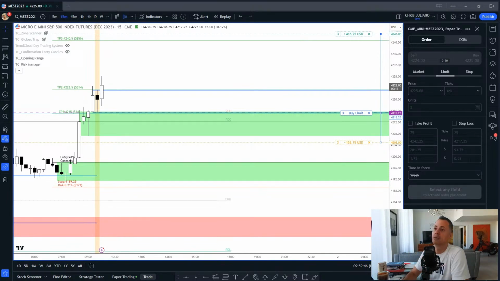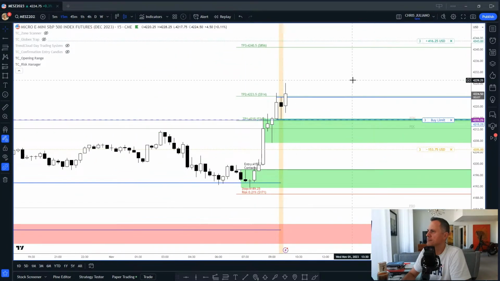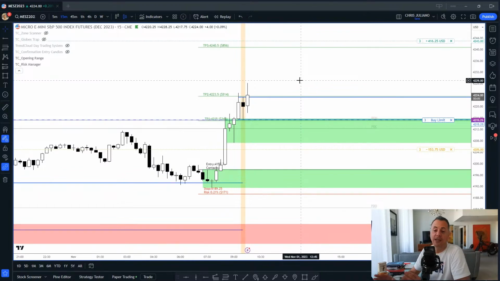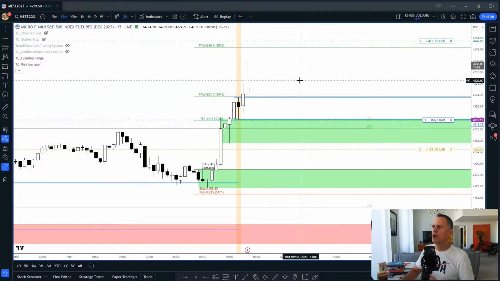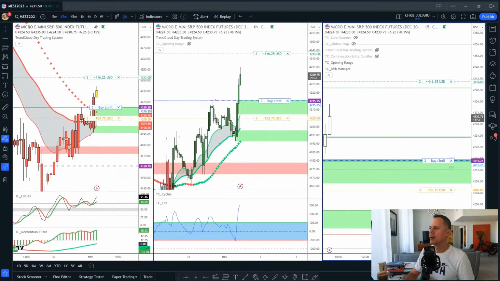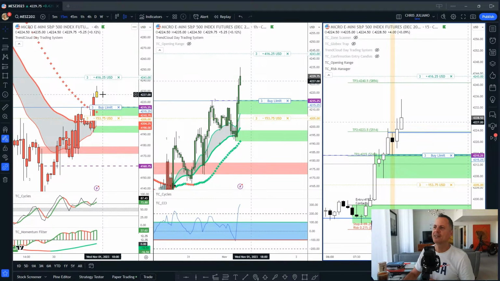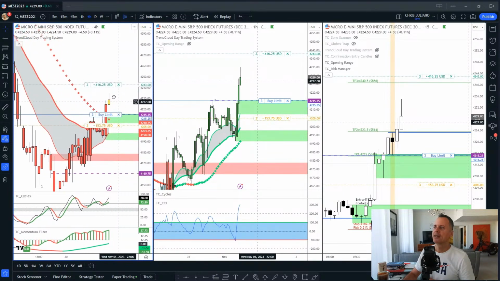Great books. Trading in the Zone. Highly recommend it. Man, it is like the most important book. I would say, look, hey guys, you're in the course, you're using the TrendCloud system, that is required reading. That is required reading.